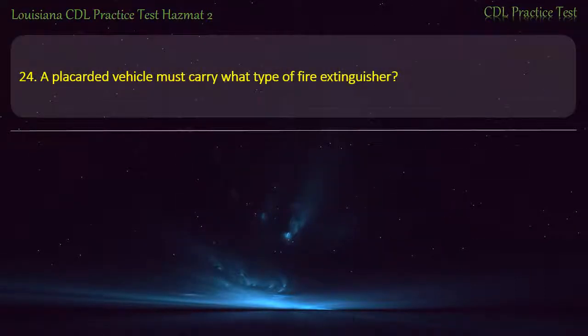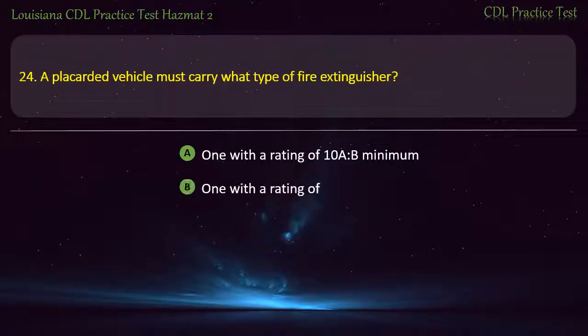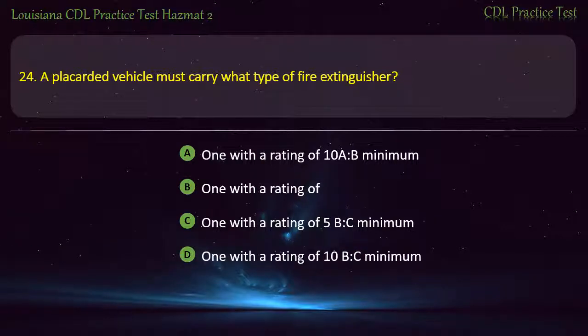Question 24. A placarded vehicle must carry what type of fire extinguisher? One with a rating of 10 AB minimum. One with a rating of 5 BC minimum. One with a rating of 10 BC minimum. Answer. One with a rating of 10 BC minimum.